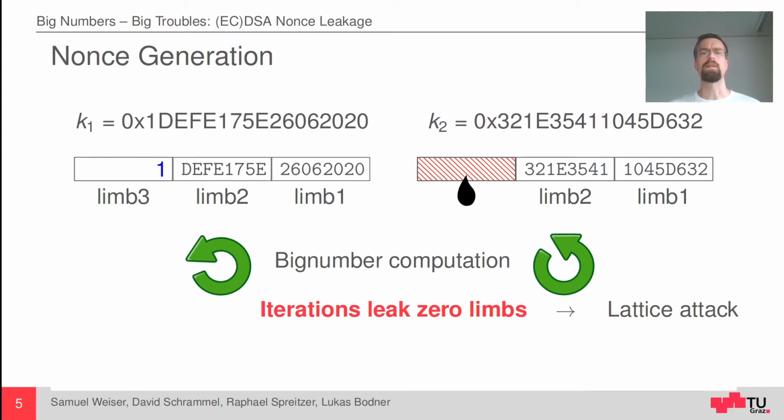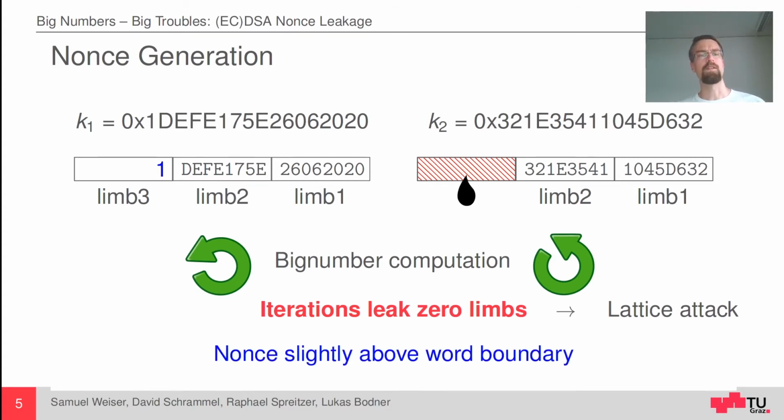To give you an example, the popular P521 curve leaks 9 bits every 512th signature. And this is fairly enough to mount a lattice attack and recover the key. So, to step back, what did we see here? As soon as a nonce is slightly above a word boundary, we might be unlucky and have this sort of leakage. And we found this nonce generation leakage, these small nonces, leaking all over the libraries.